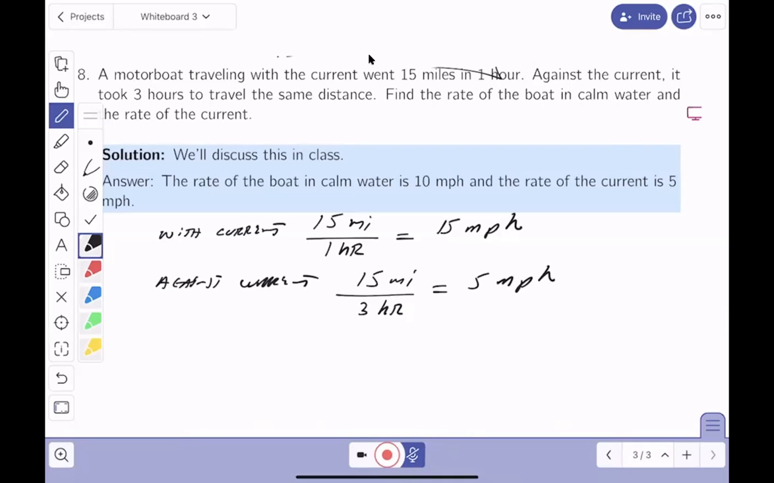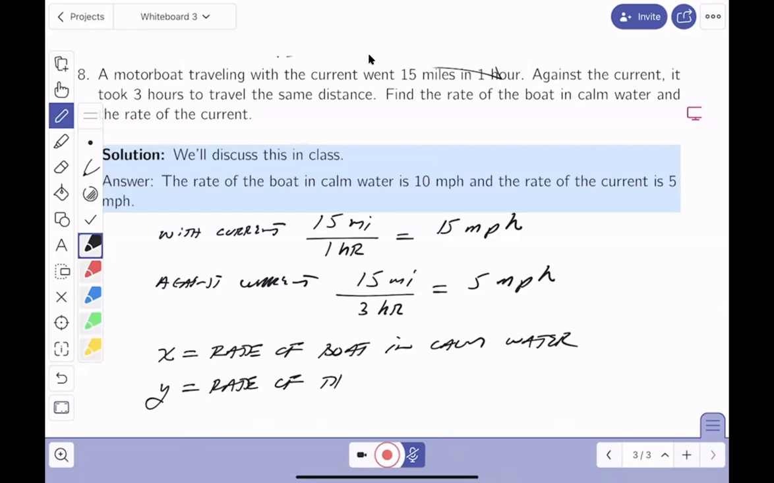Now, I think what I want to say is, find the rate of the boat in calm water. So I don't know what that is, but I'll put this down for you. X is the rate of the boat in calm water. And the rate of the current, I'll say Y is the rate of the current.